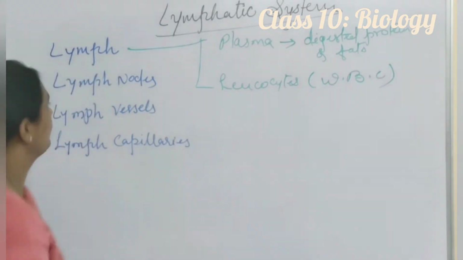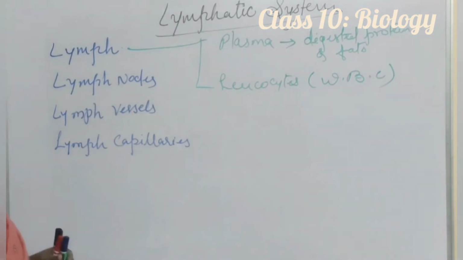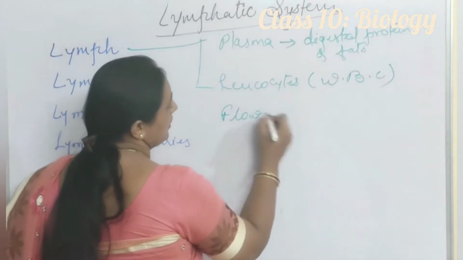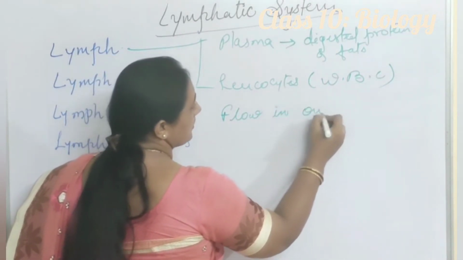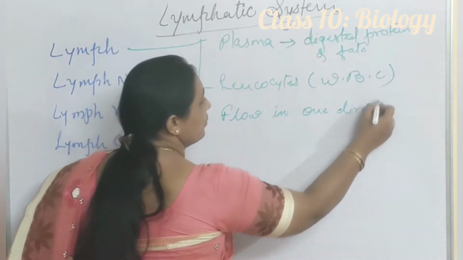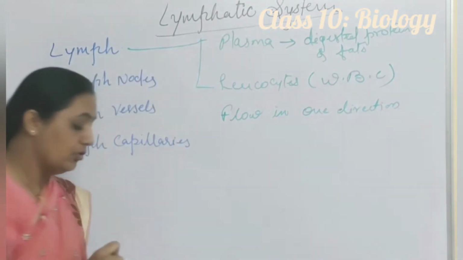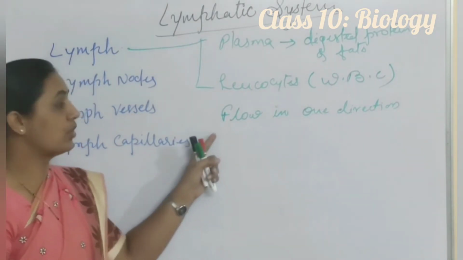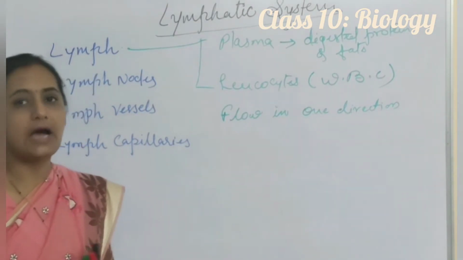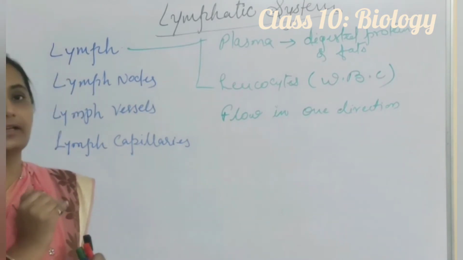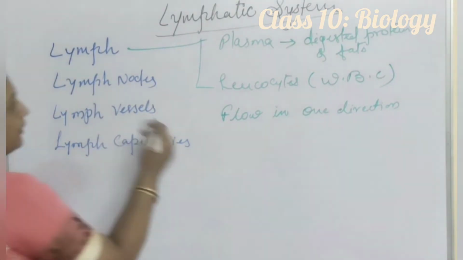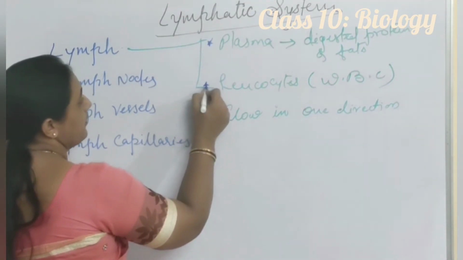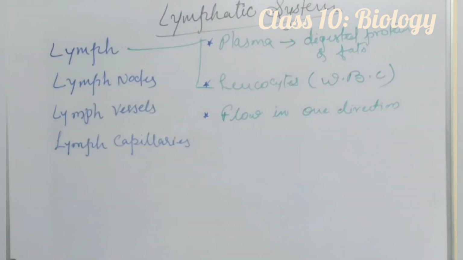Then the second important characteristic of lymph is that lymph always flows in one direction. One direction means it comes from the tissue and goes to the heart. That is the single direction. So the second important characteristic of lymph is that it is unidirectional, and its composition is plasma and leukocytes.